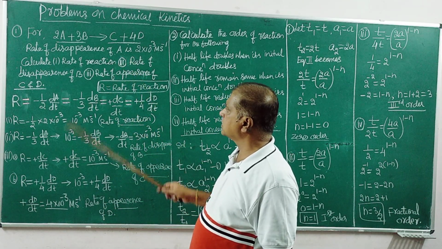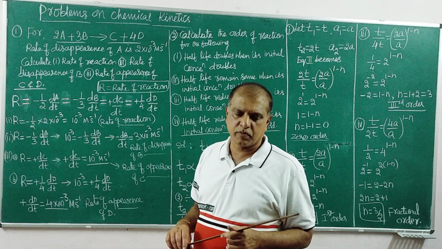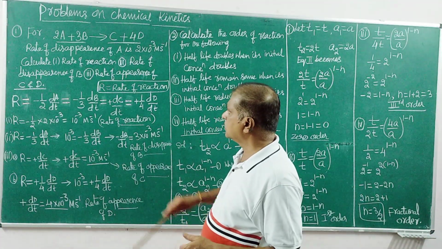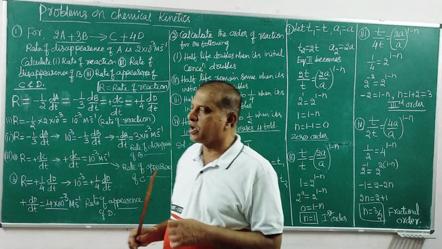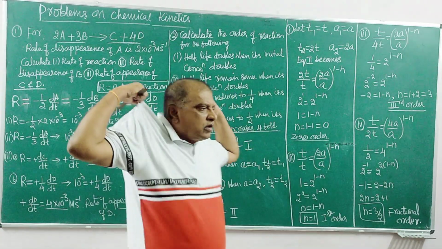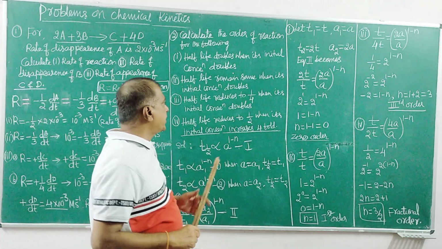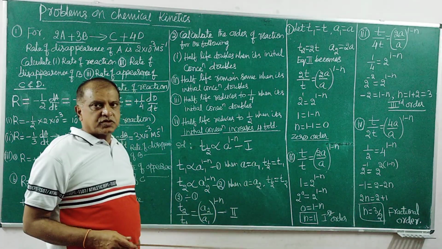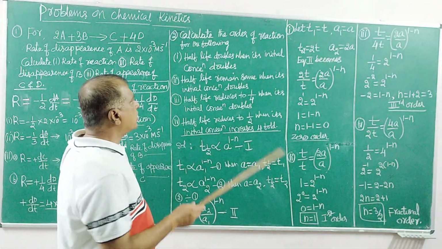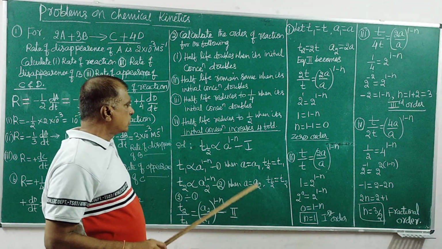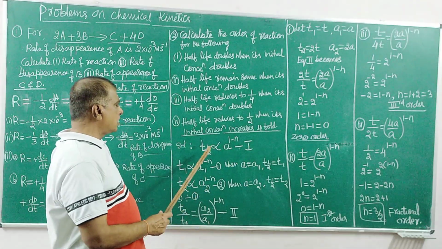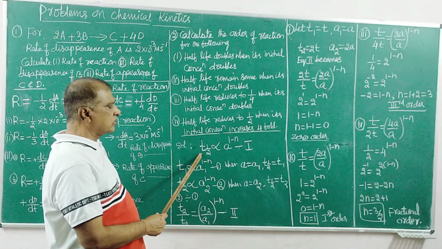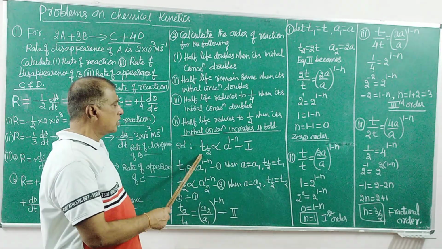So problems like this are also important from the point of examination. This is one set of problem. And one more problem we have. It is based on the half-life period, time for half change. For that data, let us recall the mathematical expression for the half-life, the general form.